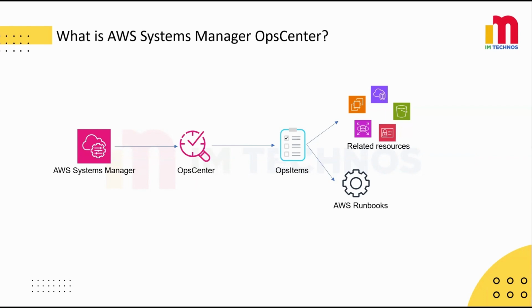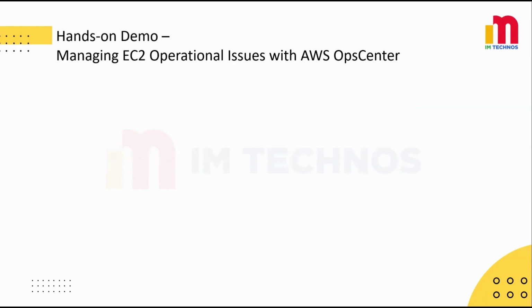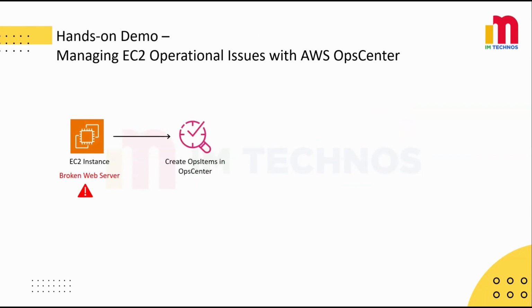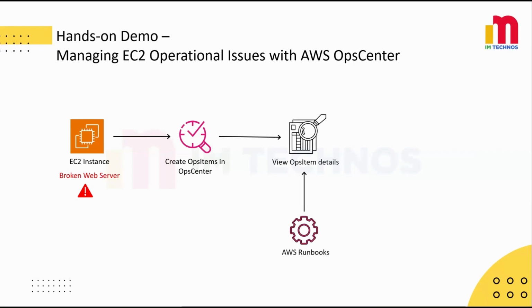Now that we know what OpsCenter is and how it works, let's put it into action. First, we will launch an EC2 instance with a non-functional web server. Next, we will create an OpsItem in the OpsCenter to record this operational issue. Once the OpsItem is created, we will review its details and use an AWS Automation Runbook to install the web server. Finally, the EC2 instance web server should be up and running.